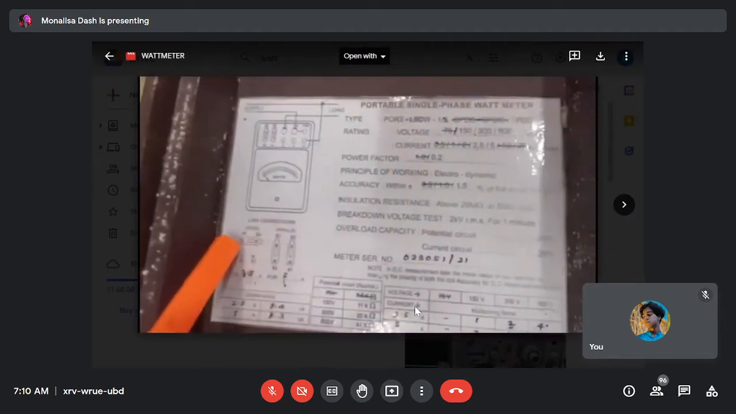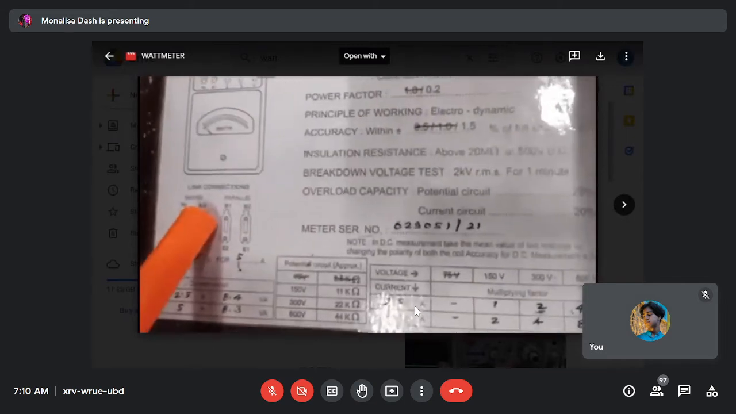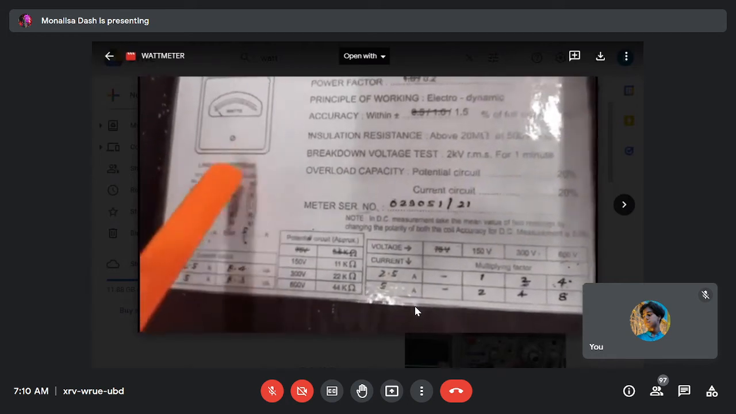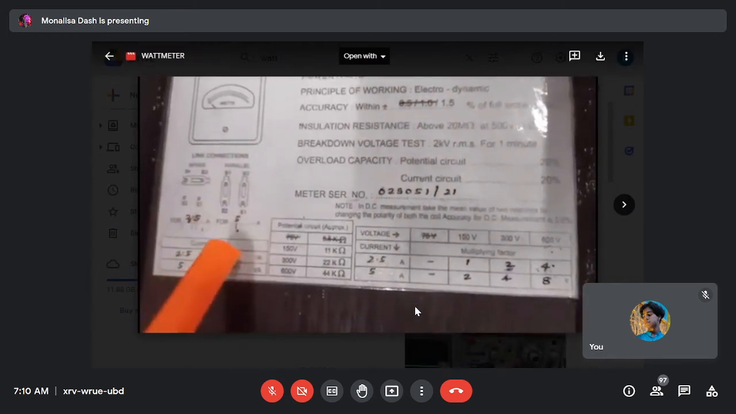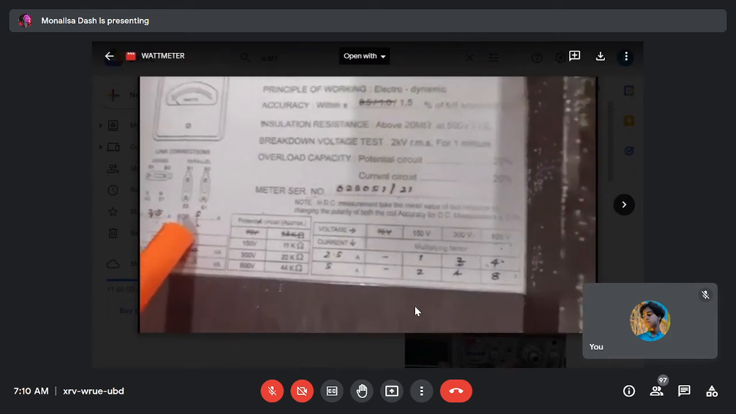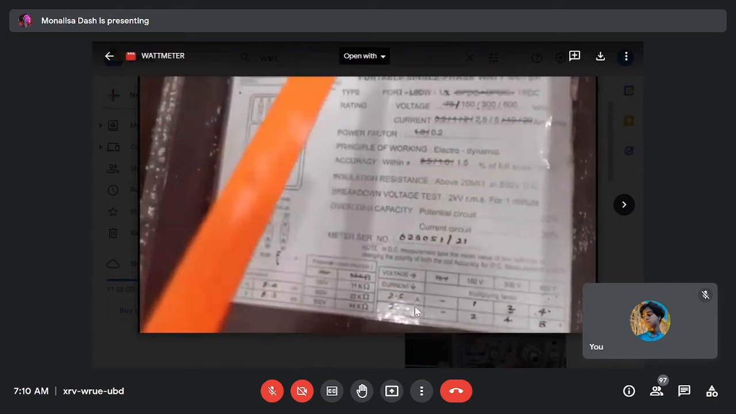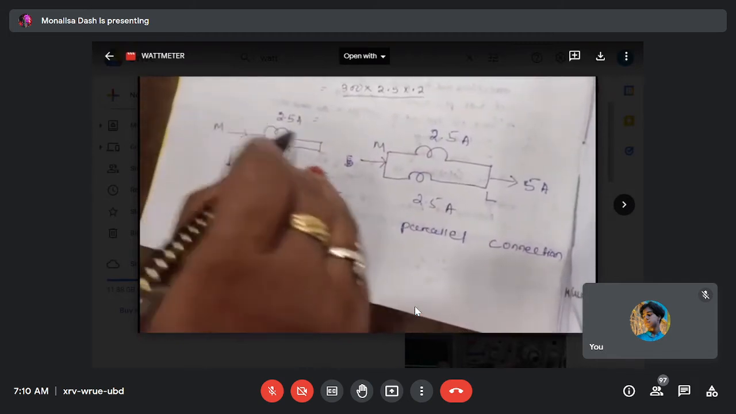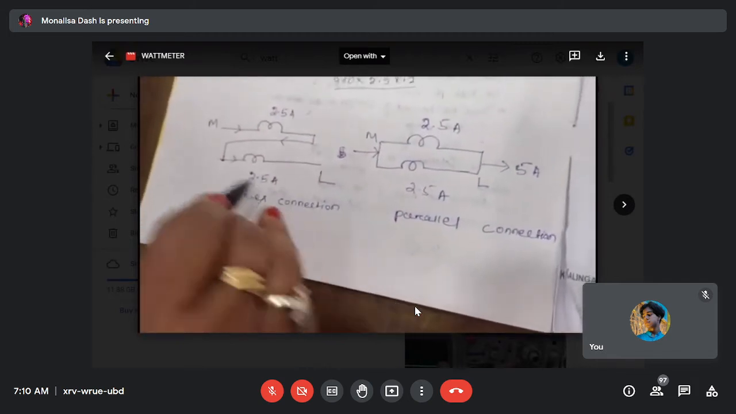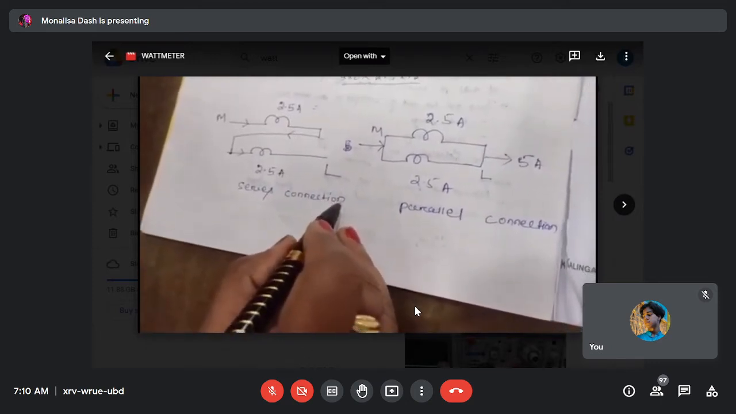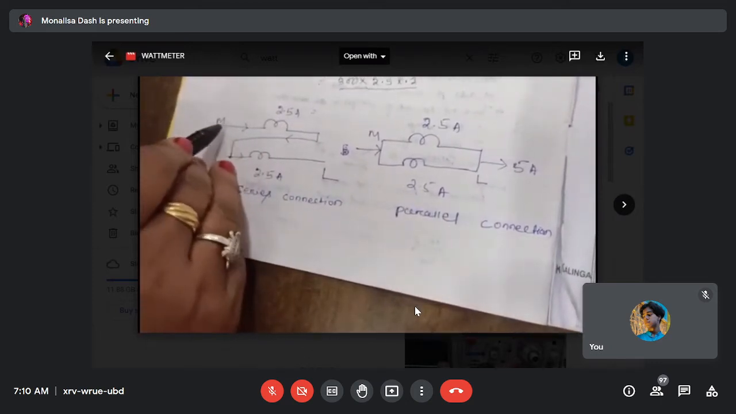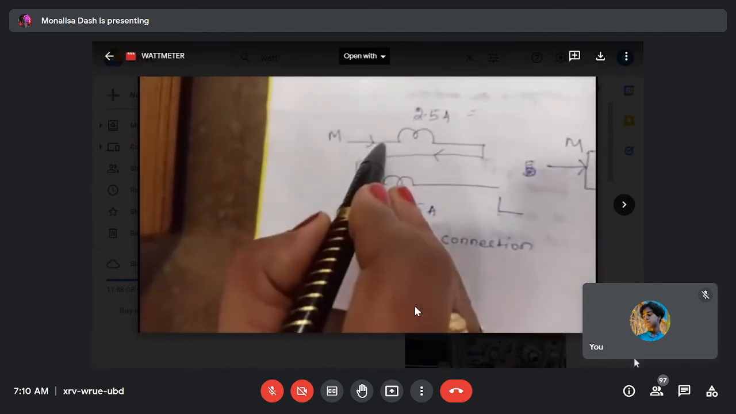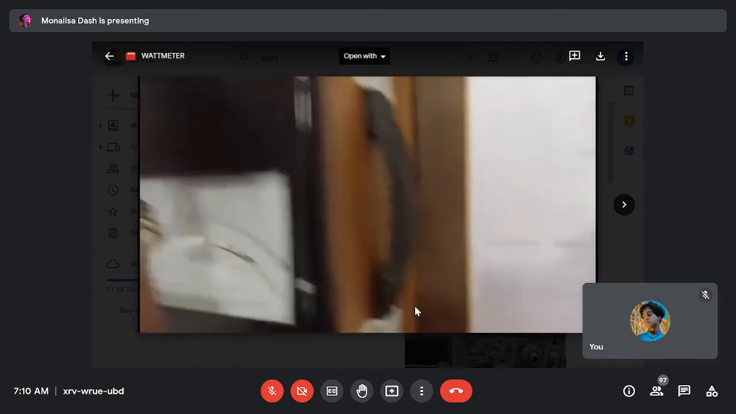Students, when B1 and B2 are connected in series, it is for the low range, that is 2.5 ampere. When connected in parallel, it is for the high range, 5 ampere. So here you see the current setting of this 2.5 and 5 ampere. This is the M terminal, this is the L terminal, and 2.5 and 5 are your B1 and B2.